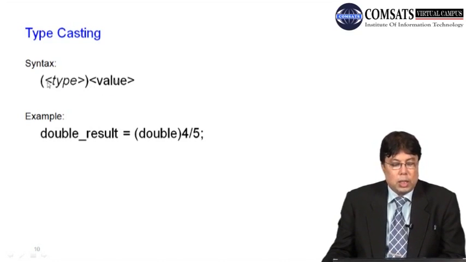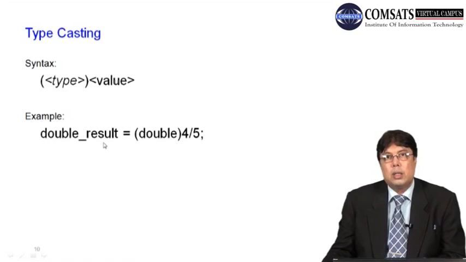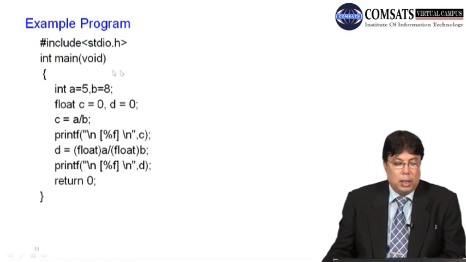So you need to put the type within parentheses. For example, this is a parenthesis, and I have typecast here 4 by 5 to double. So this double result will be saved into the data type which is a double result. Okay, so this is basically called typecasting. There is an example of typecasting here.